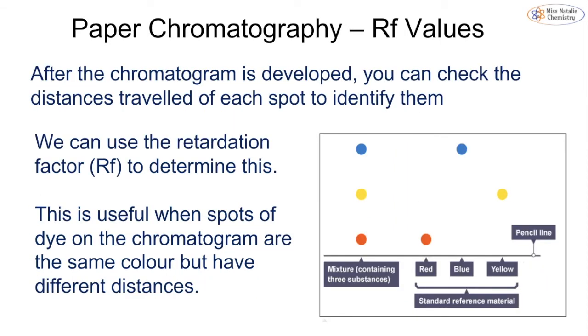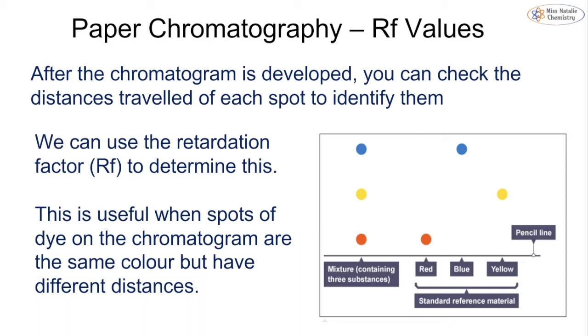Once the chromatography paper is dry, you will get something known as the chromatogram. And a chromatogram could look something like this. So you can see that we have got, in this case, our standards. So we have a red ink, a blue ink, and a yellow ink. And then we had a mixture where we didn't know which ink it contained. And then we've now got 3 dots. And what we can do is we can then check the distances of each spot in order to identify them.